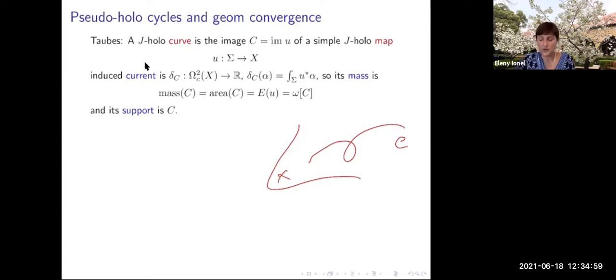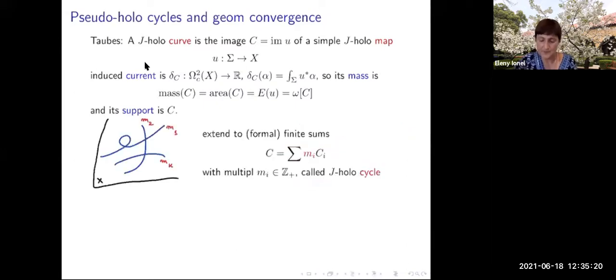Okay, so as a current, it's like a delta function supported on C, and it has this mass which is topological, omega evaluated on the homology class of C. And the support is of course C. Any questions? So that's how I want to think of the image: as a subset, but really as a current. It has this mass and has support, of course.